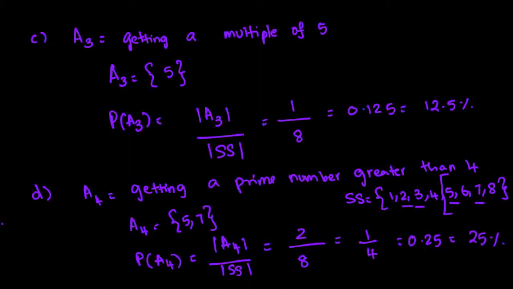So all of these probabilities that we calculated are what we call theoretical probabilities, because we don't have a sample, but we know theoretically what to expect. So if today I ended up rolling an 8-sided die 100 times, the number of times that I would get a multiple of 5 is not exactly going to be 12.5% of 100. It's probably going to be close, but not exactly.